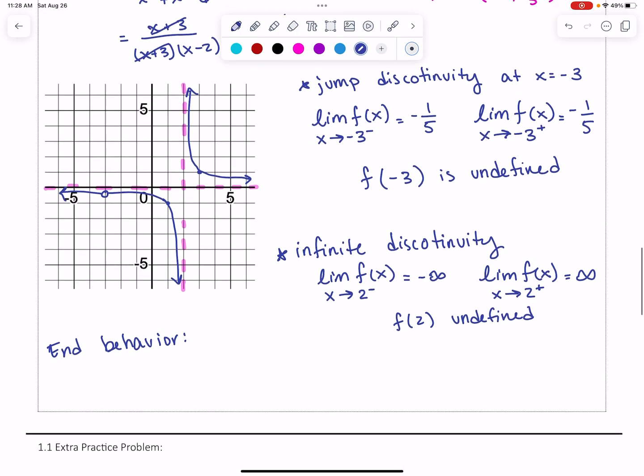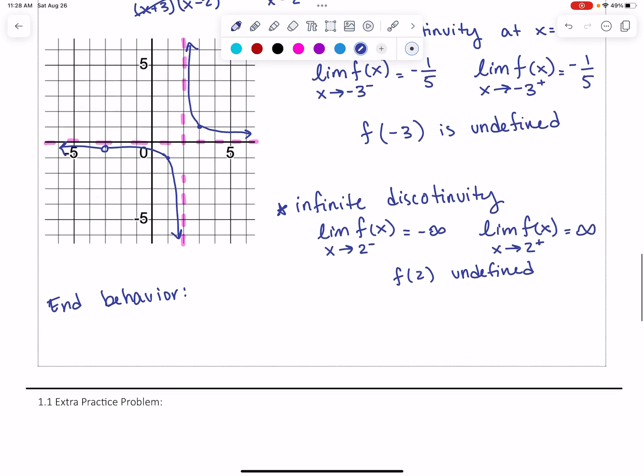Last part here for our end behavior. A lot of this is so helpful if you just know what your graphs look like and you know what's going on. So this one gets a little bit tricky because our end behavior is going this way and this way, meaning it's getting really, really close to our asymptote. So it's getting really, really close to 0.